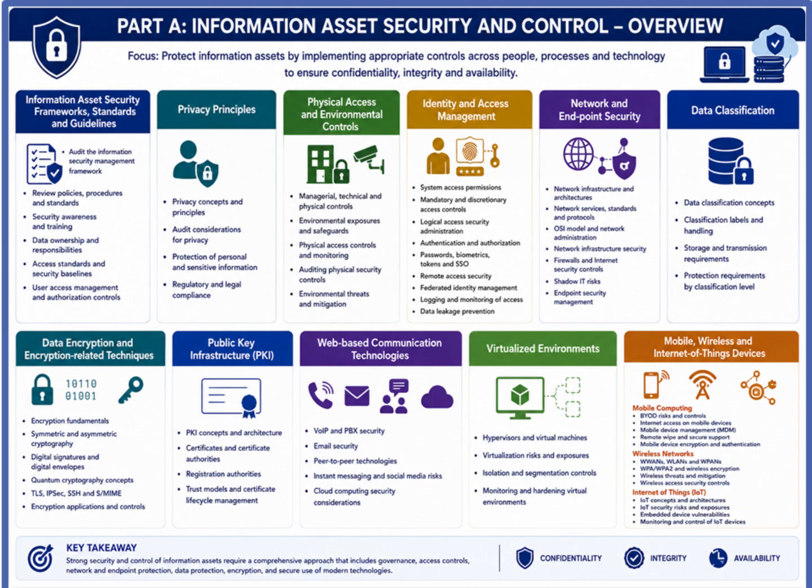Identity and access management then introduces authentication, authorization, remote access security, monitoring, logging, and data leakage prevention. The domain also covers network and endpoint security, including network architectures, protocols, firewalls, internet security, and endpoint protection controls. Data classification and encryption are critical topics. Organizations must classify information correctly and apply appropriate encryption and protection mechanisms based on sensitivity. Public Key Infrastructure, or PKI, supports secure communication, authentication, digital certificates, and trust management.